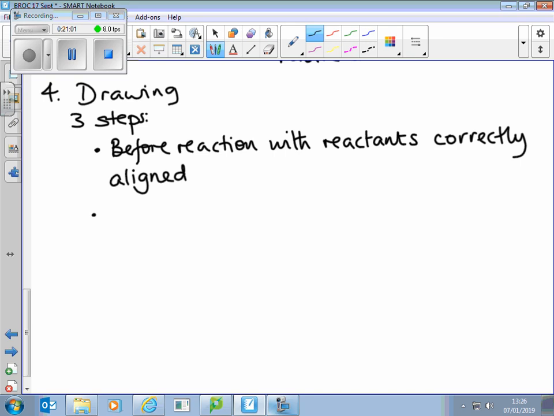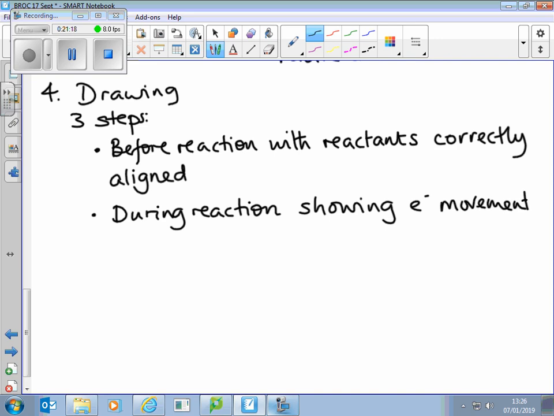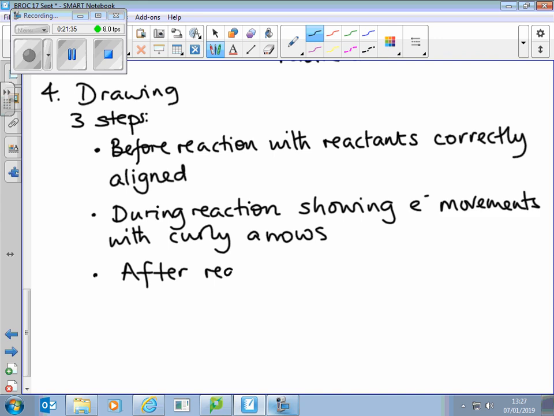The second step is during the reaction, and it depends what it is as to how much detail you're going to have to put in there, showing the electron movements with the curly arrows, whether they're full ones or fishhooks. And then it's after the reaction, so you must make sure you've got all this. So this would, well, products is what we get here.